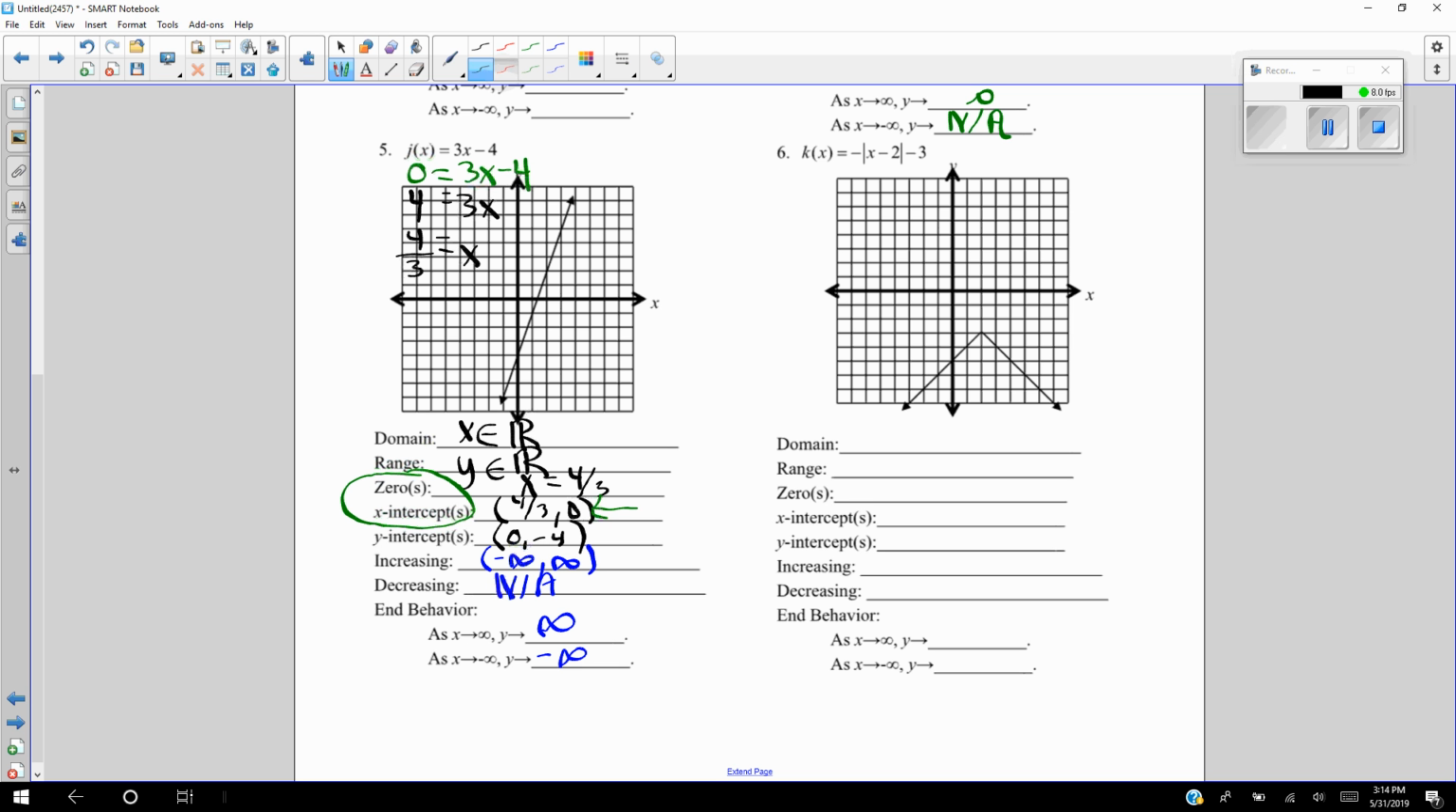It's only increasing. If you look at it, it's only going up from left to right. So it's not going downhill at all, so that's why there's no answer for decreasing here.